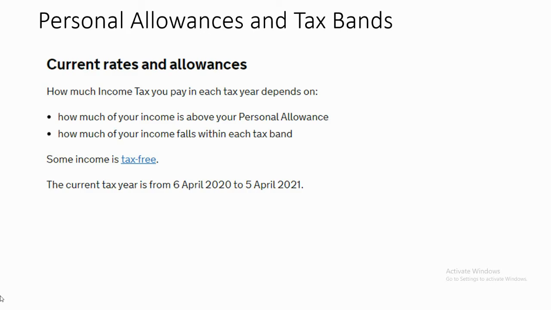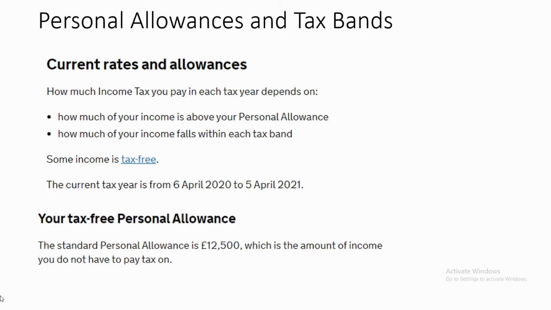Right, we've talked a bit about personal allowance already. How much income tax do you have to pay? It depends on your personal allowance, how much you earn above your personal allowance, and what tax band your income falls within. Okay, some income is tax-free. The current tax year goes from the 6th of April to the 5th of April. So the next one will start again on the 6th of April 2021.